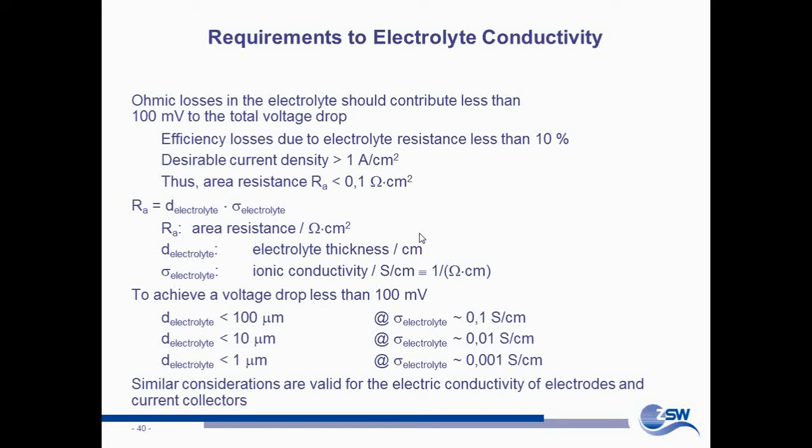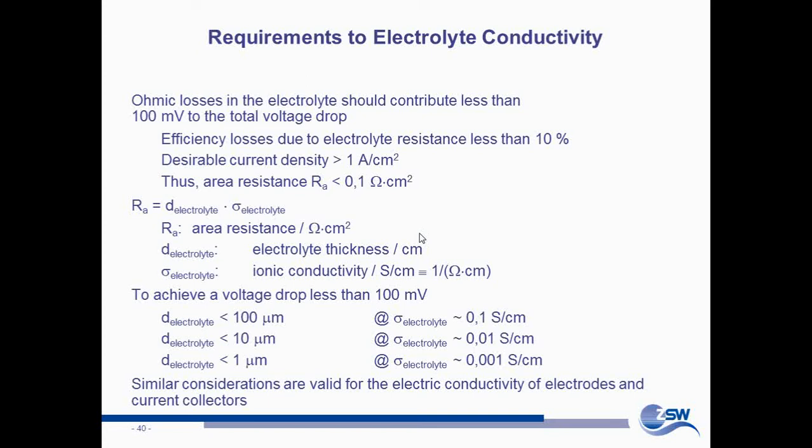So if we've got the electrolyte at 100 micron thick, we need a conductivity of the electrolyte of the order of 0.1 Siemens per centimeter. If we are able to make an electrolyte 10 micron thick, then it would be a hundredth of a Siemens per centimeter. And if we would be able to make an electrolyte less than 1 micron thick, then we could live with a thousandth of a Siemens per centimeter. Now, in the polymers, we are typically somewhere in between here and there, right? Thickness between 10 and 100 microns.